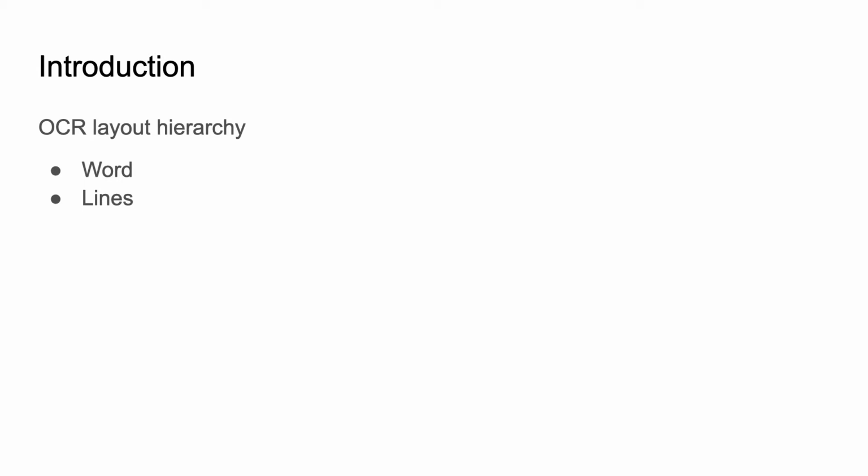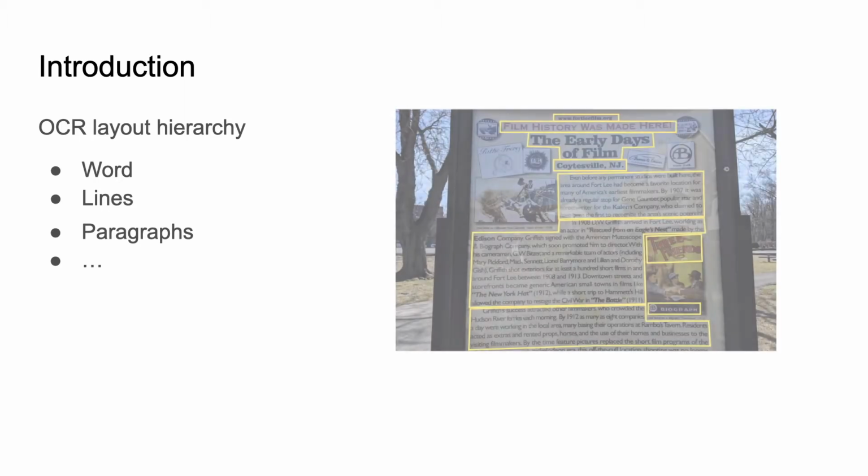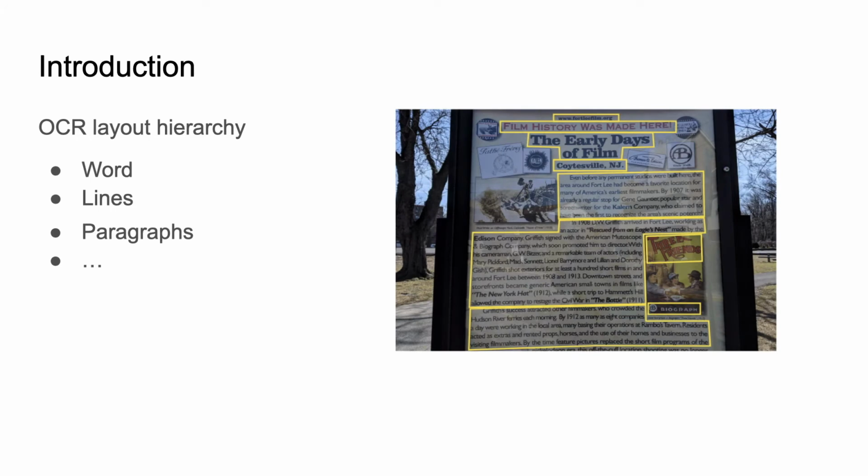OCR engines can find text in images. Traditionally, it outputs text lines and words. We want to go up the layout hierarchy to find paragraphs and maybe more. Those can be useful in downstream applications, but they are not always easy.